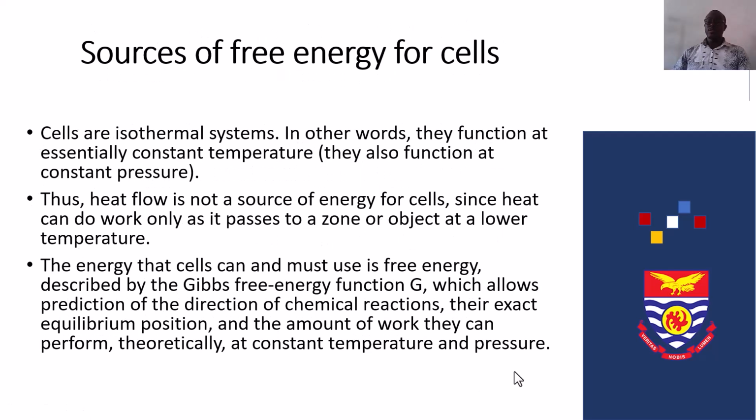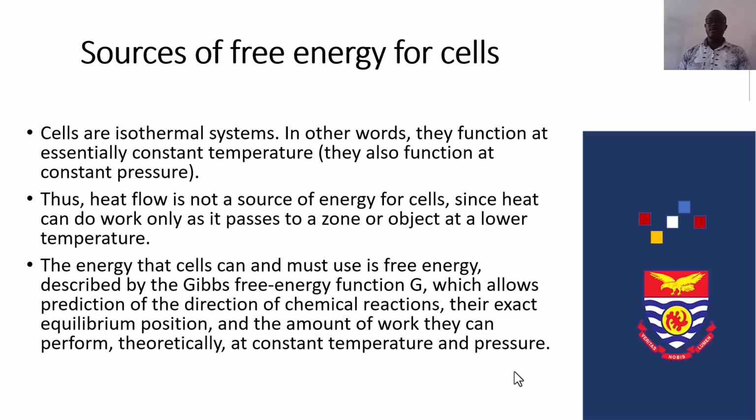Sources of free energy for cells. Cells are isothermal systems. In other words, they function at essentially constant temperature. Thus, heat flow is not a source of energy for cells, since heat can do work only as it passes to a zone or object at a lower temperature.